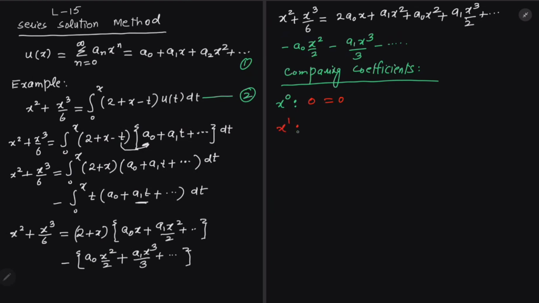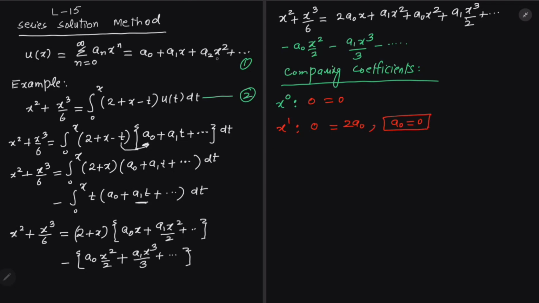Now we want to see the coefficients of x1. On the left hand side, there is no coefficient of x. On the right hand side, the coefficient is 2a naught. So we have 2a naught plus, is there any other coefficient of x? No, there is no other coefficient, so a naught will be equal to 0.